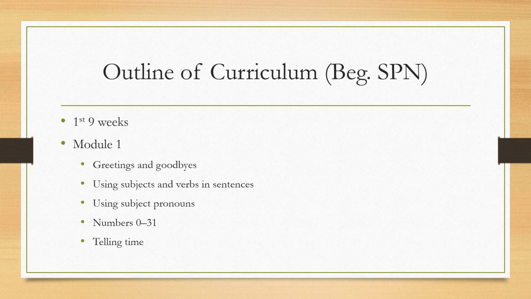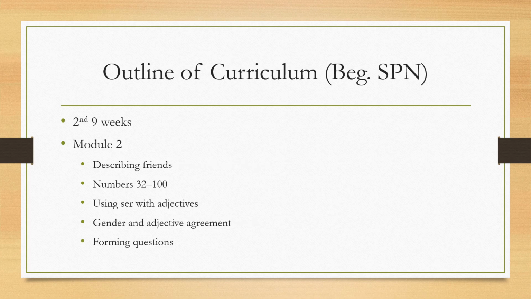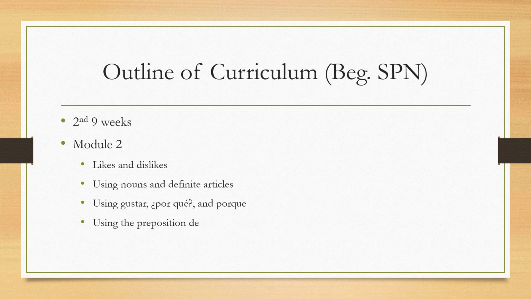So greetings and goodbyes, subjects and verbs and sentences, numbers 1 through 31. Days of the week and the months. We're learning the alphabet and the verb ser, the verb to be. Second 9 weeks, we'll learn adjectives, continue on our numbers up to 100, and continue on adjectives and forming questions using likes and dislikes and preposition de or the preposition of.